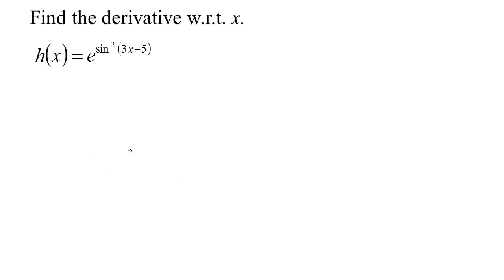Here's one more example. In this case, we've got a really big chain going on here. So we have e to some function. So if we want to find the derivative of h with respect to x, we could apply the generalized exponential rule, right? Just this special case of the chain rule. We know we're going to get e to that function times the derivative with respect to x of the inside function.